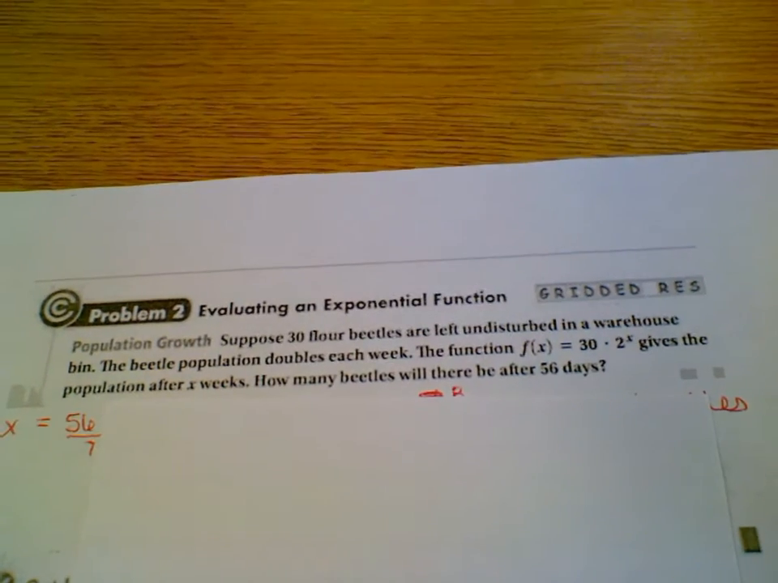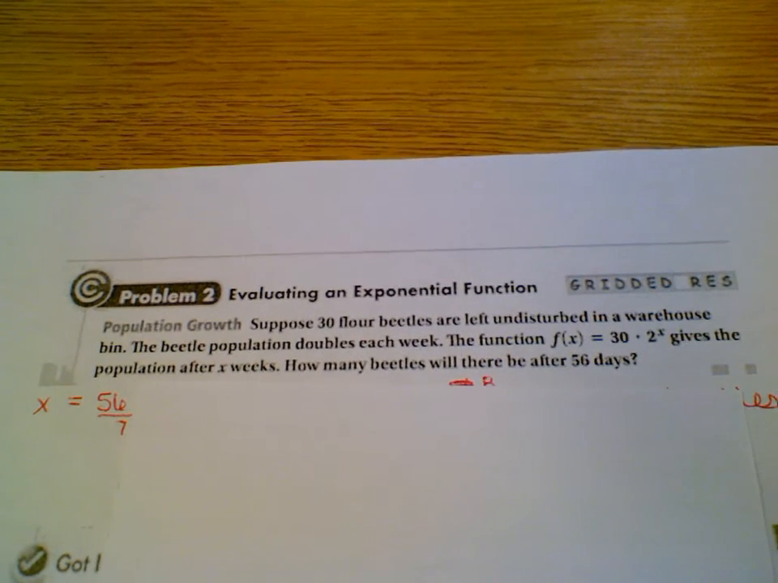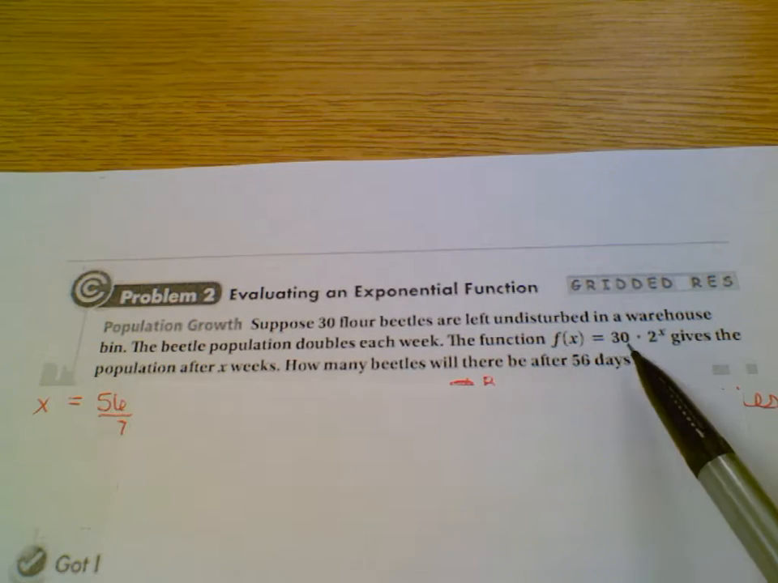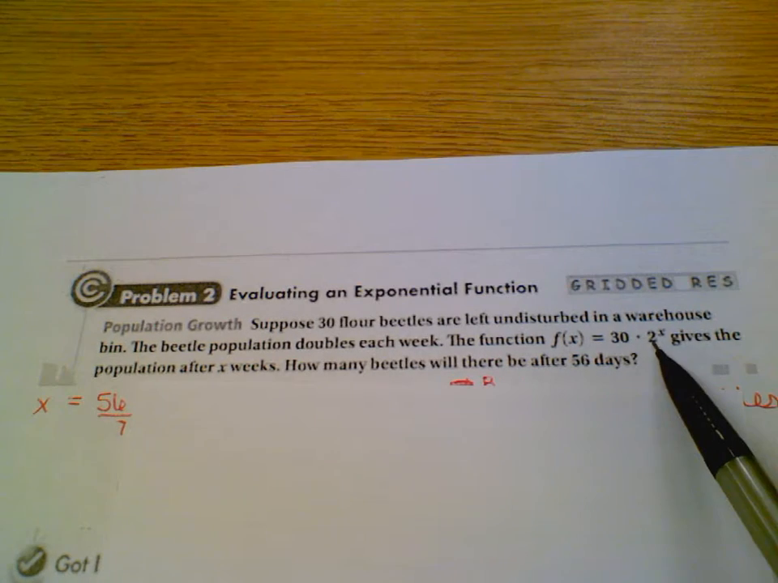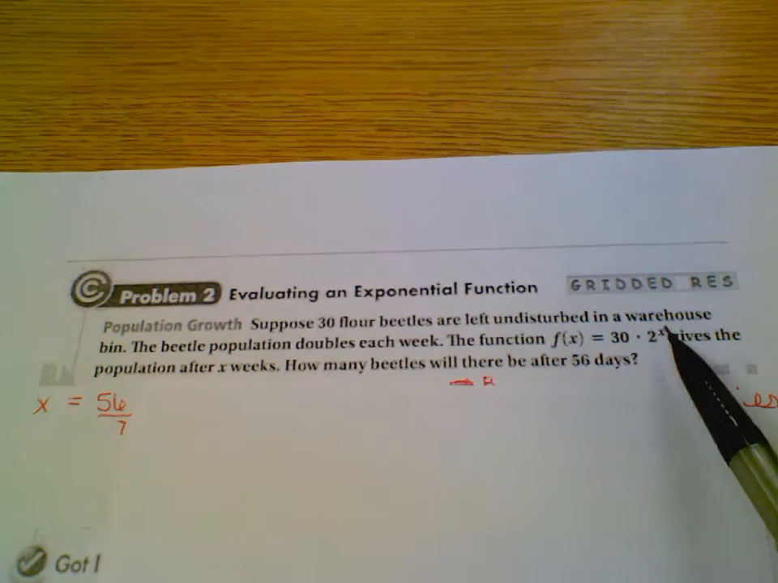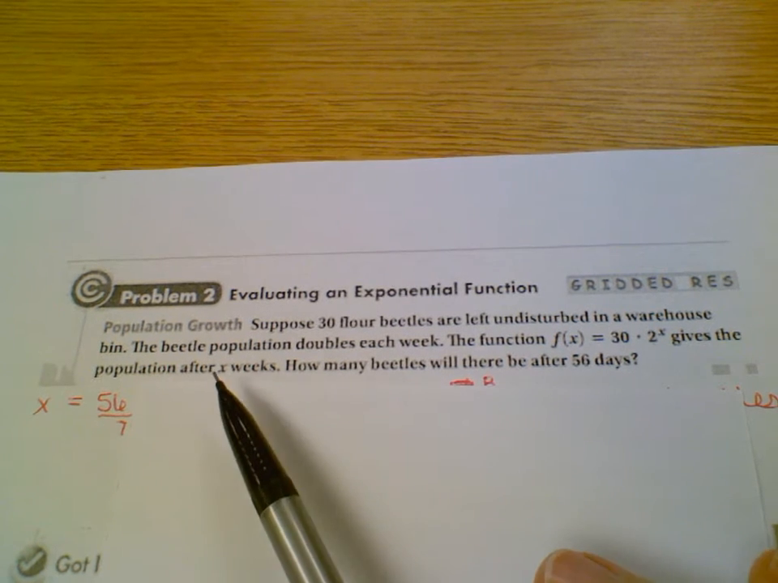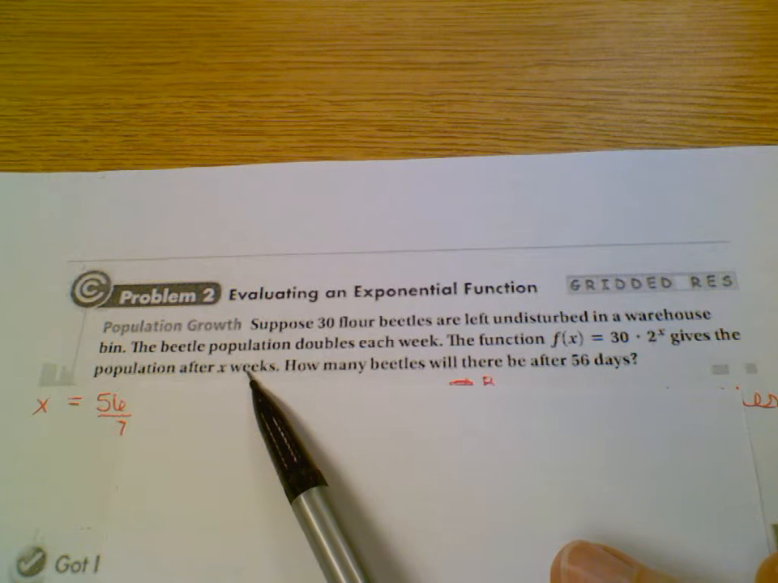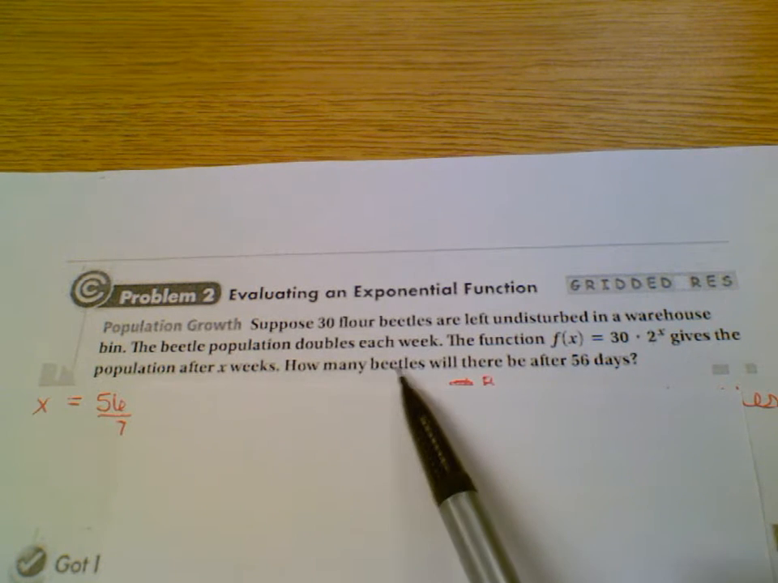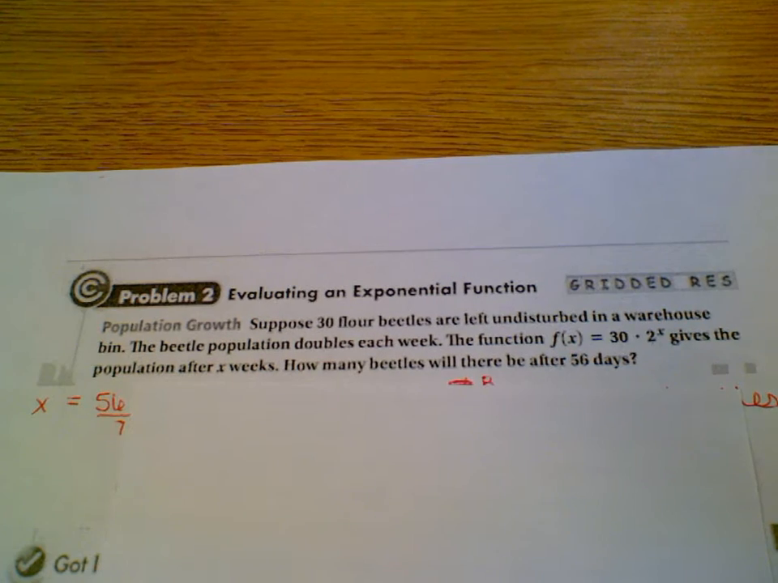All right, last piece, looking at some word problems. First word problem. It says, suppose 30 flower beetles are left undisturbed in a warehouse bin. The beetle population doubles each week. So we can give this function. We start with 30, and then I'm going to double. So I have my initial amount and then my growth rate. This is given in the population after x weeks. So x is in terms of weeks. How many beetles will there be after 56 days?